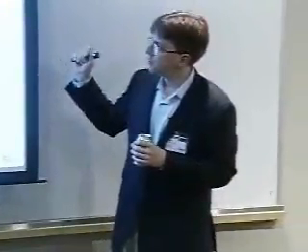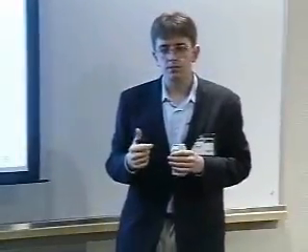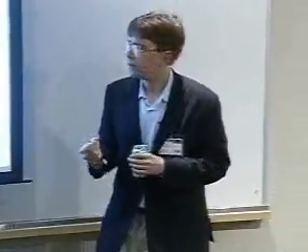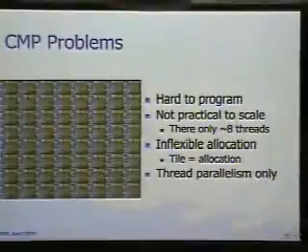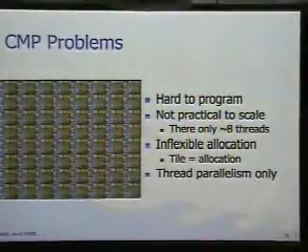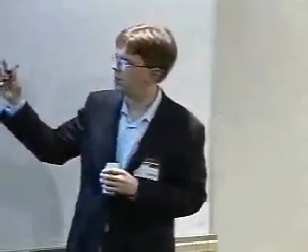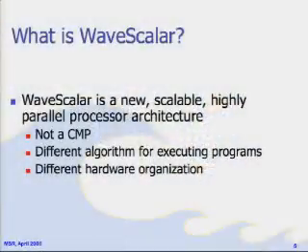The final problem is that these processors really can only exploit coarse-grained thread-level parallelism. So if my program has a lot of fine-grained parallelism or a lot of instruction-level parallelism, there's no way to exploit those kinds of parallelism on this style of machine. So the goal of the WaveScalar project was to develop an architecture that was low complexity and scalable, just like the CMP, but that got around some of these problems that these CMPs have.